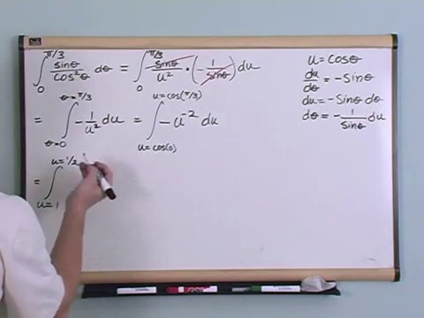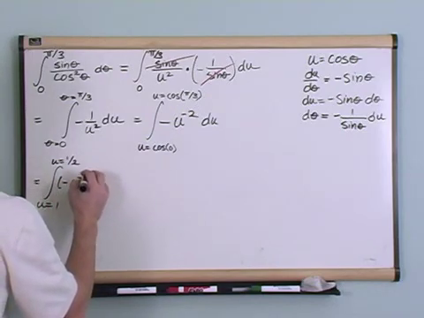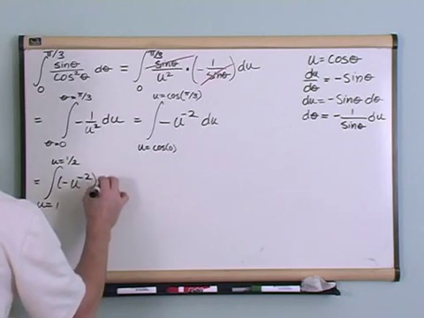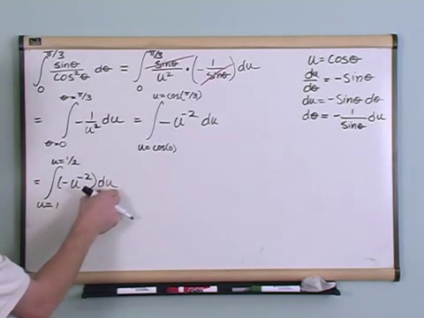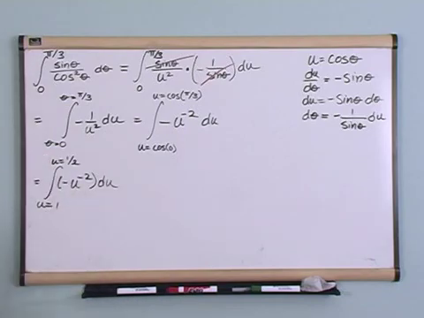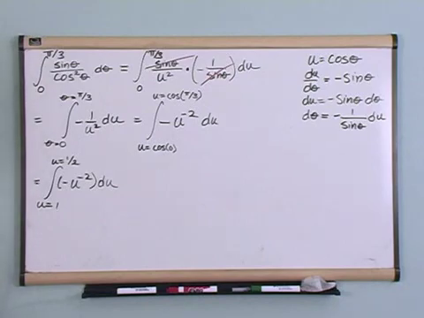You can use your calculator or your trig table to figure that out. And in the end, what I'm integrating is negative u to the negative 2 du. Now this is perfect. I've got an integral in terms of u, du, and my limits of integration are also in terms of u. And all I did was use this definition that I made to make that happen.